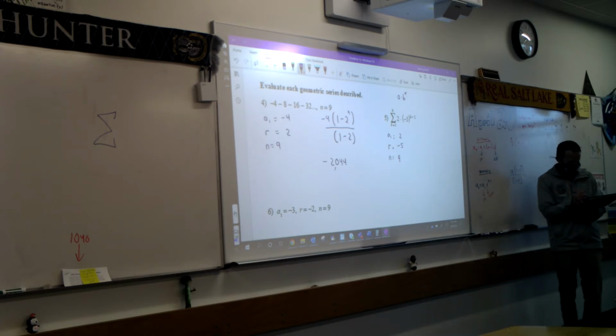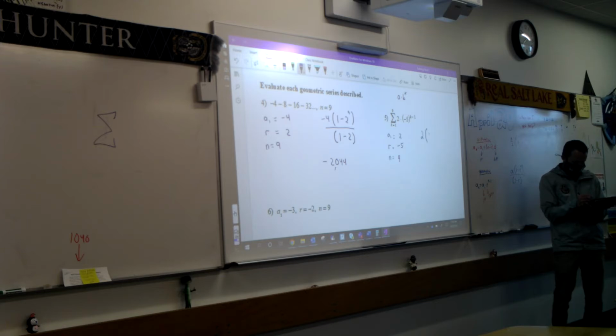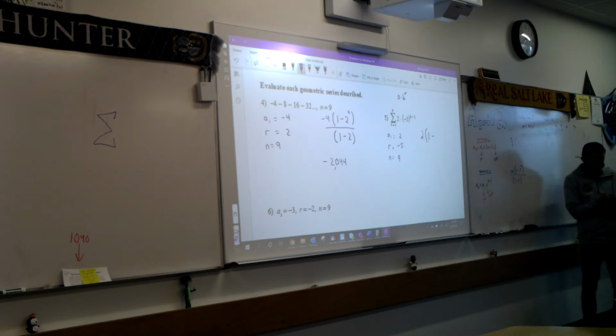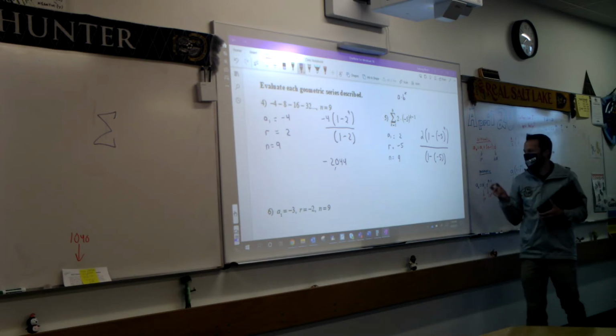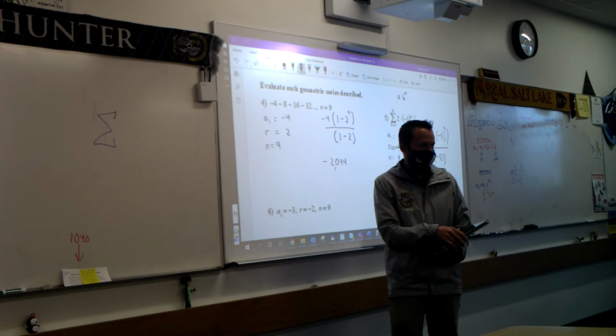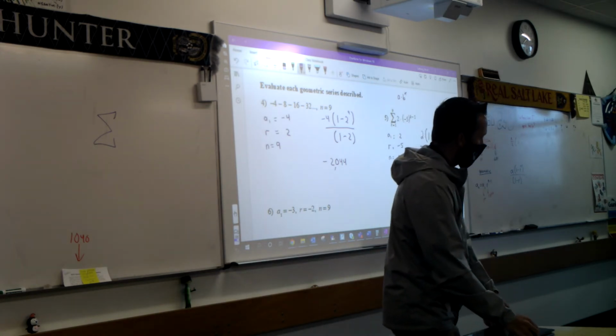So if I want to use that same formula, we're going to do my first term, which is 2, times a quantity 1 minus, but notice here our ratio is negative, and I've got to put that in parentheses, -5, and we're going to raise that to n, which is 9. And then on the bottom we have 1 minus -5, just like that. So this one is a little trickier just because of the negatives, but as long as you do your parentheses right, we should be okay. So let's all plug that in, and then I'll show you a cooler way to check that.